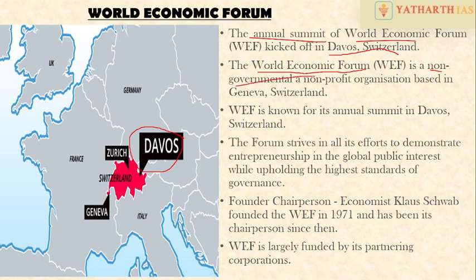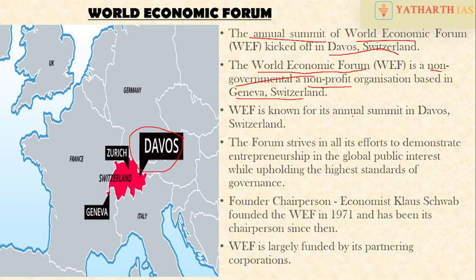It's a non-governmental, non-profit organization located or based in Geneva, Switzerland. Please understand, the annual summit will happen in Davos, but it has its base in Geneva. Many people make this mistake because they get confused between Davos and Geneva. So Geneva is the place where the organization has its base, but Davos is where you have the annual summit.